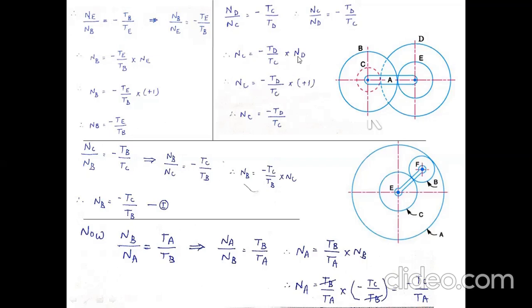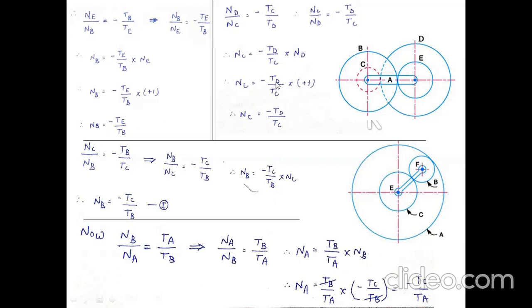But what is the value of ND? Again, D and E is a compound gear, so whatever the speed of E, the same speed applies to gear D also. ND and NE are a compound gear, so the speed of NE and the speed of ND will be the same. So the value of NE is equal to the value of ND. So ND is equal to +1.